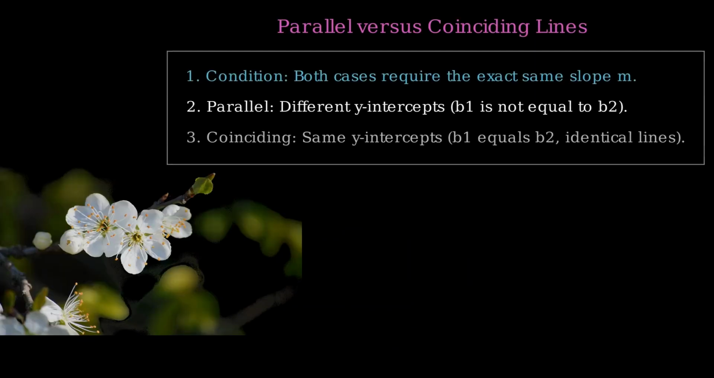Two lines with the exact same slope can either be parallel or coinciding. If their y-intercepts are different, the lines will never meet and are parallel. However, if their y-intercepts are also identical, the two lines lie exactly on top of each other.